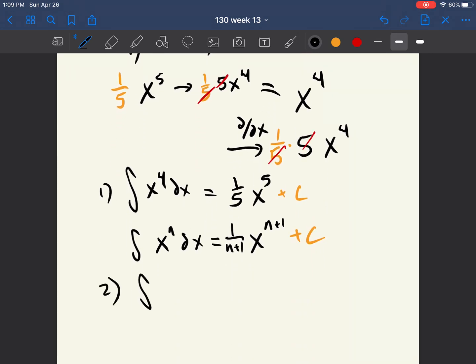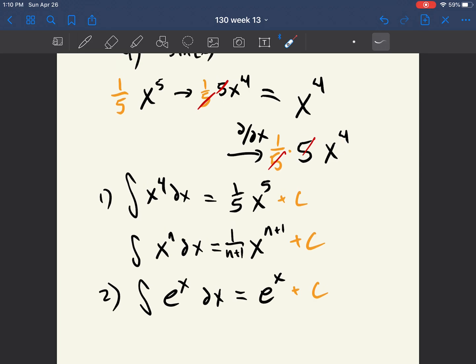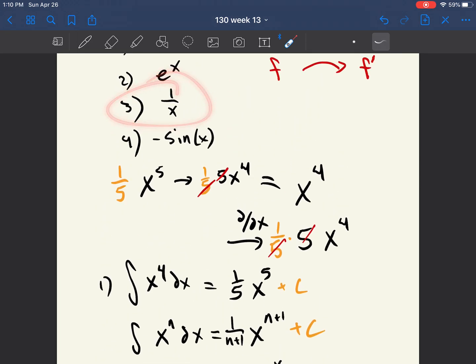Now let's think about the next one. Number 2 is e to the x. If we want to find the antiderivative of e to the x, we're thinking about what function has a derivative equal to e to the x. If you think about it for a little while, e to the x is special in that it is its own derivative. So the antiderivative of e to the x is also just e to the x. If I take e to the x and find its derivative, it will just be e to the x. And because this is supposed to be general, I'm going to stick a plus c on here. If this was e to the x plus 2, its derivative would still be e to the x.